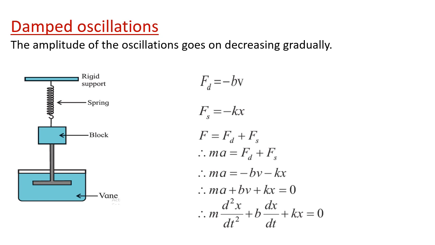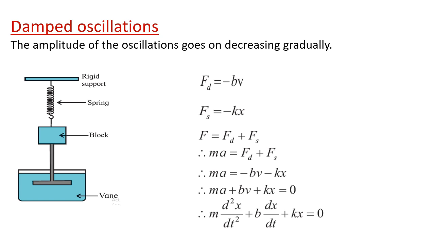So you take all the terms to one side, and we can write Ma is equal to minus Bv minus Kx, and if you shift the terms, you can write Ma plus Bv plus Kx is equal to 0.